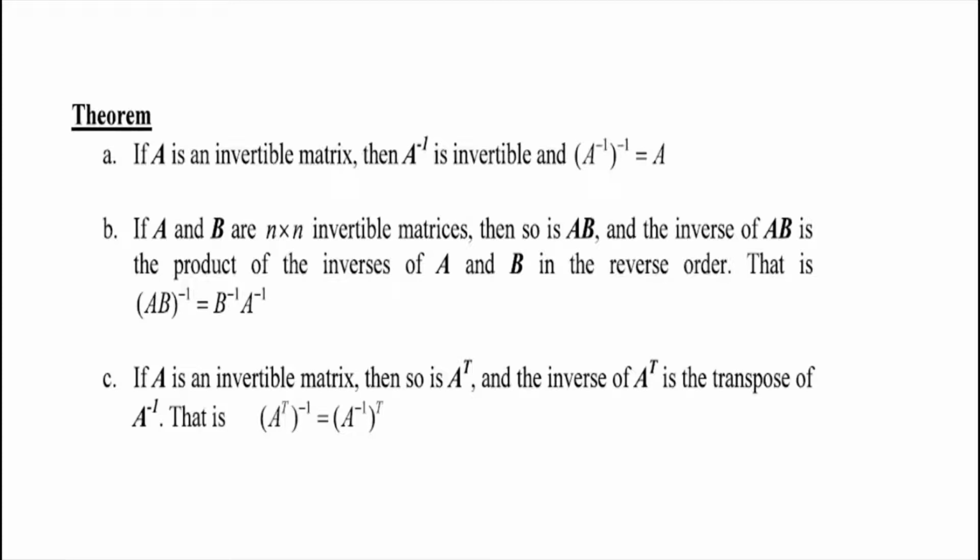In the third part, if A is an invertible matrix, then so is A transpose. If A is invertible, then A transpose is also invertible. And the inverse of the transpose of A is the transpose of A inverse. That's A transpose inverse is equal to the transpose of A inverse.